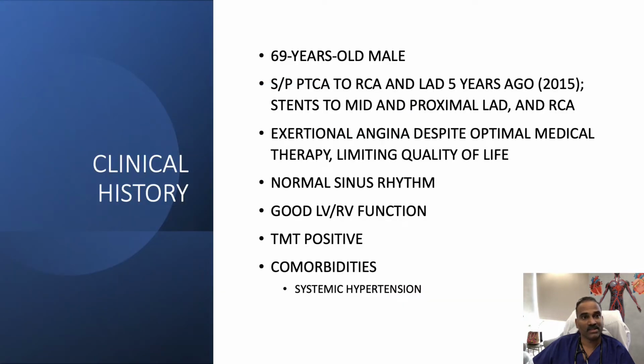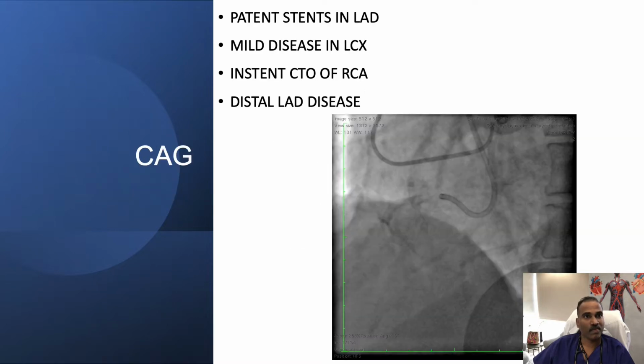My patient is a 69-year-old male, status post-PTCA to LAD and RCA 5 years ago. He had stents in proximal and mid LAD as well as mid RCA. He came with exertional angina despite optimal medical therapy, limiting his quality of life. He had normal sinus rhythm, good LV function, his stress test was positive, and he's hypertensive.